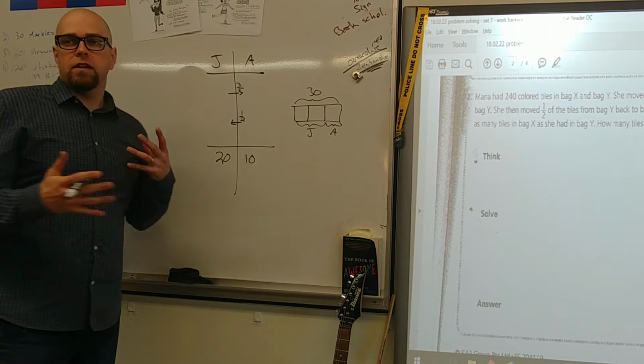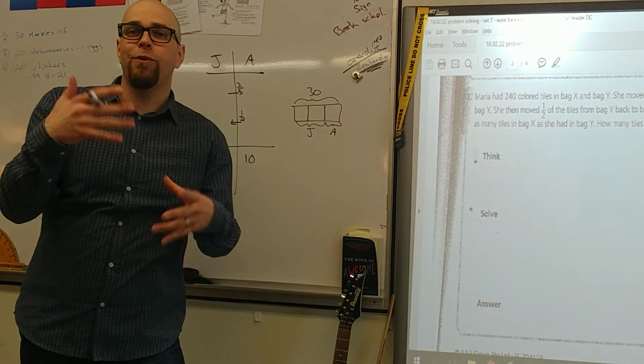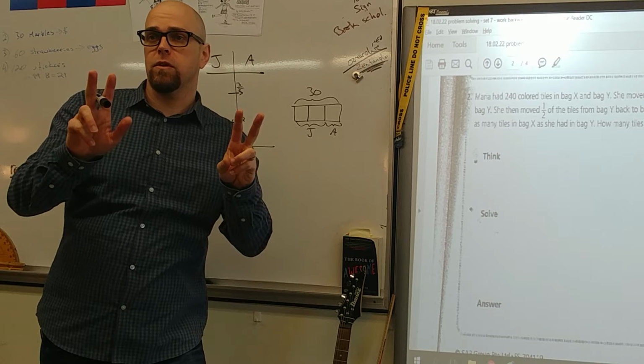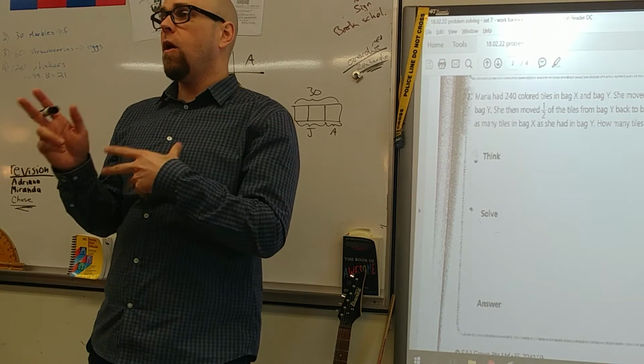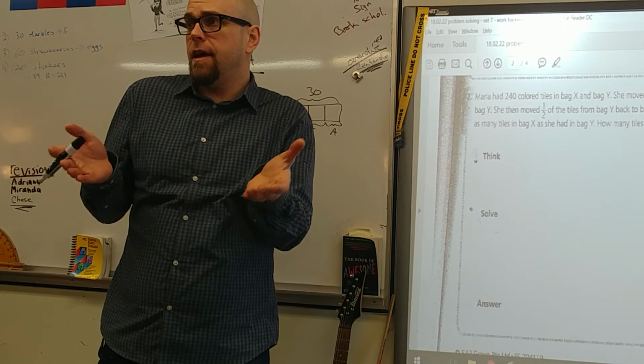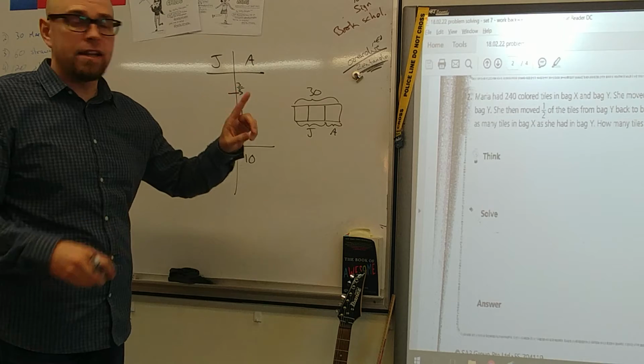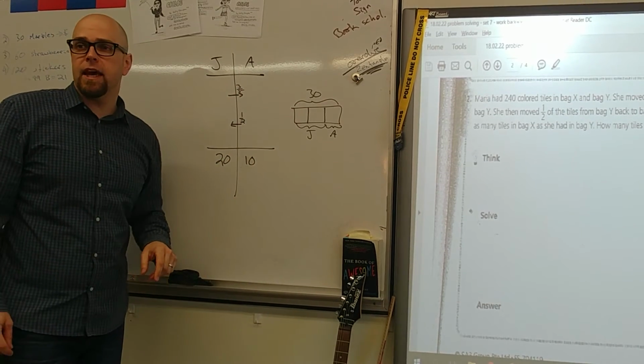Now, when I first started doing this question with the tiles and the bags, I suddenly remembered, oh, this is work backwards. And that clued me in. I figured out, oh, okay, I've got to figure out how many tiles are in the bags at the end, and then work backwards. So we're doing that with our $30. I know that in the end, Jim had $20 and Andy had $10.